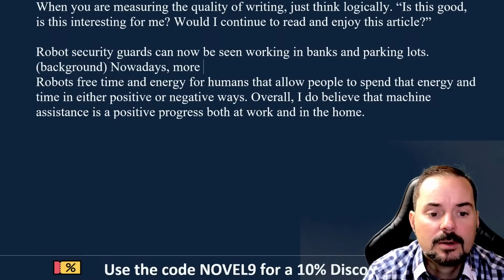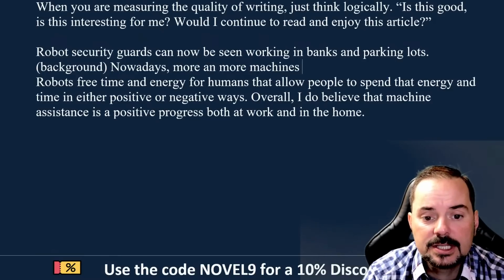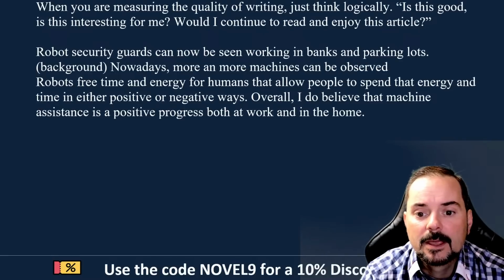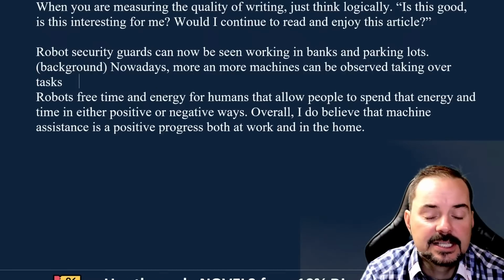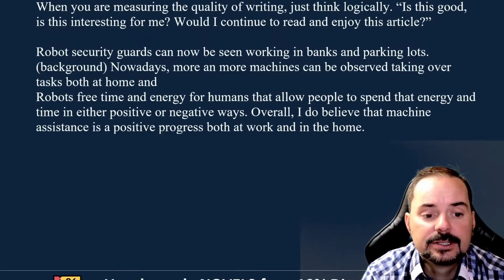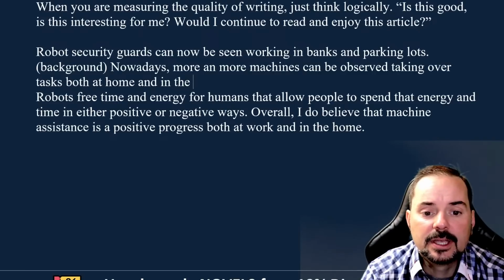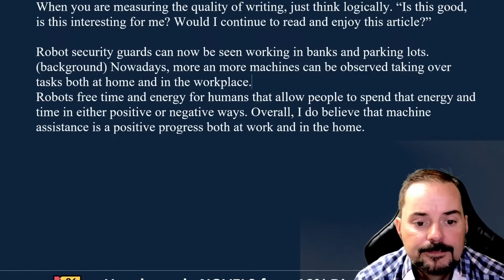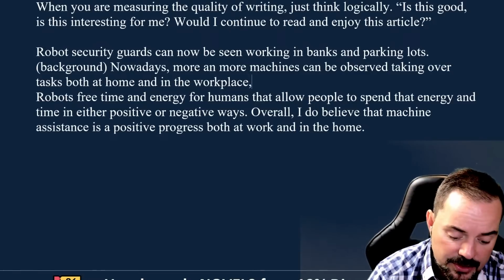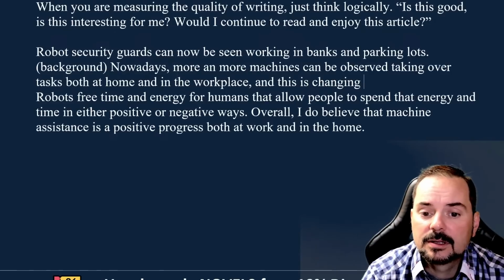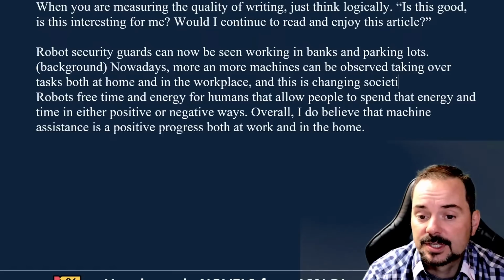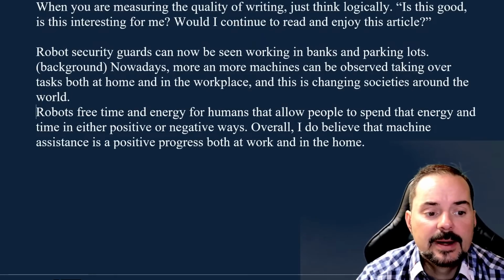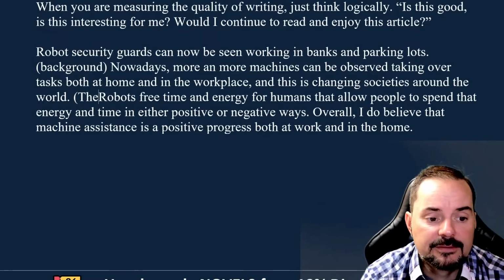Nowadays, more and more machines can be observed taking over tasks both at home and in the workplace. Okay, all right, and this is changing society, or societies around the world. Okay, so the background is the definition and the importance.